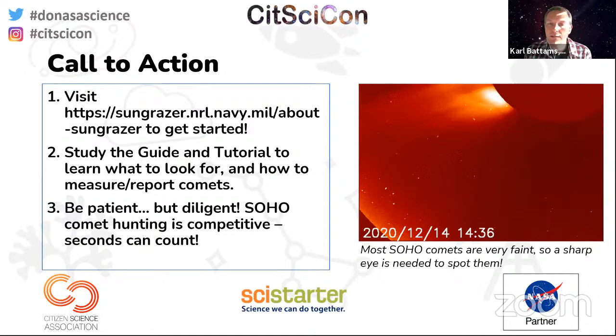And there are definitely lots of, I don't want to say tricks to success, but there's a lot of tips that we give on the website. Like there are certain times of the year that are better for comets, certain areas of the images that are better to look in for comets, for reasons that are too lengthy to get into now. But it is a challenging project, but it's extremely rewarding because the ability to discover a comet while sitting comfortably in your own armchair is definitely a very unique one.